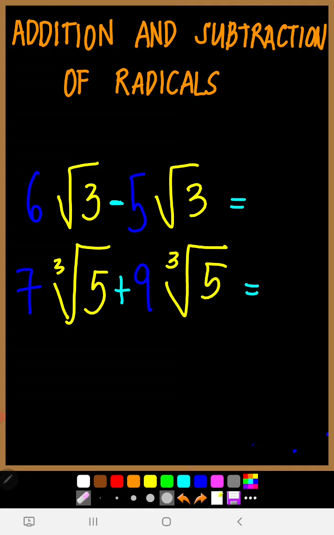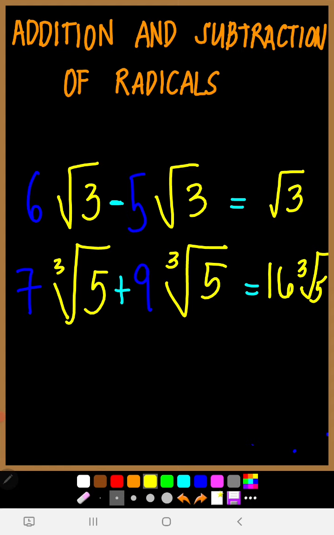Okay? So, aanohin mo lang, parang ganito, gawin natin Tagalog. 6 na square root of 3. Binawasan mo ng 5 na square root of 3. Ilan ang natira? So, 6 minus 5 is just square root of 3. Diba? Dito naman sa susunod. 7 cube root of 5 plus 9 cube root of 5. Parang 7 na cube root of 5, dinagdagan mo ng 9 na cube root of 5. So, ilang cube root of 5 na siya? So, 16 na cube root of 5.